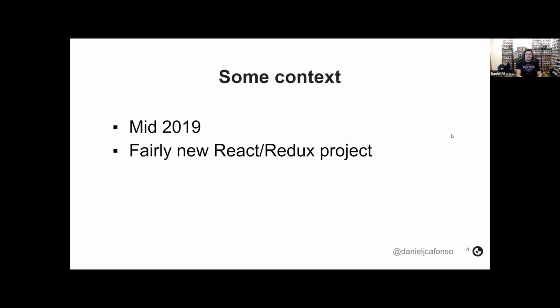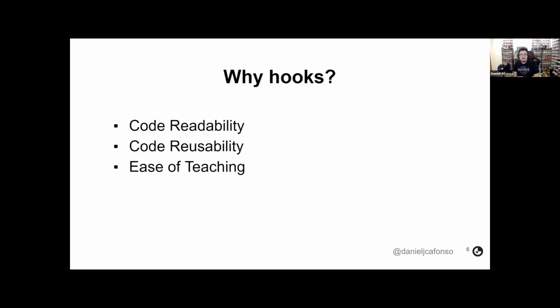So let's start with some context. We were in mid-2019, so it was a long time ago at this point. We had a fairly new React Redux project. At this time, hooks had been around for like three to four months, so they were still very, very recent. It was not what they are right now. And yeah, we decided, okay, let's start using React hooks in a project, considering we have the technical freedom to do it, and we are able to justify their worth. What do I mean by this?